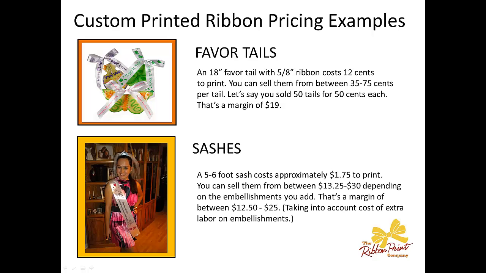Let's move on and look at sashes. Sashes, again, huge opportunity. And sashes are usually 5 or 6 feet long, and we will talk about how to make sashes in an upcoming video. But they cost only about $1.75 to print up. And you can sell them anywhere between $13.25 up to $30. And I do know people out in California who are selling them for $30 a sash. Now, they will embellish it as well. You know, they'll put on rhinestones or glitter or do some extra special stuff.